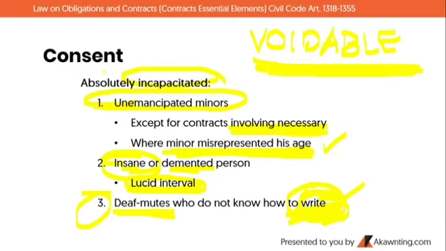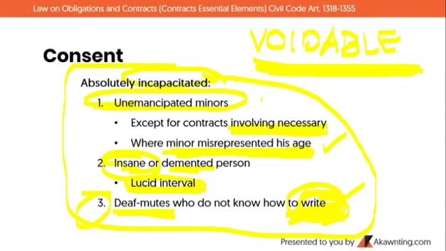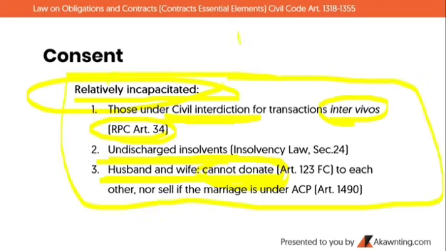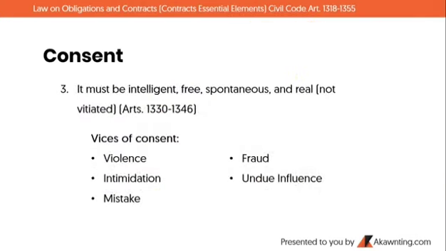So, inuulit ko, kapag pumasok sa isang kontrata ang isang absolutely incapacitated person, the status of the contract will be voidable. However, if a relatively incapacitated person enters the contract, which is pinagbabawal sa kanya, for example, husband and wife, the status of the contract will be void. Okay, void. Okay? So yun ang pagkakaiba kapag absolutely incapacitated person pumasok sa isang kontrata, it is voidable. However, kapag relatively incapacitated such as husband and wife, pinasukan nila yung kontrata na pinagbabawal silang pasukan, that will be a void contract. Okay? So, tatandaan nyo po yan.